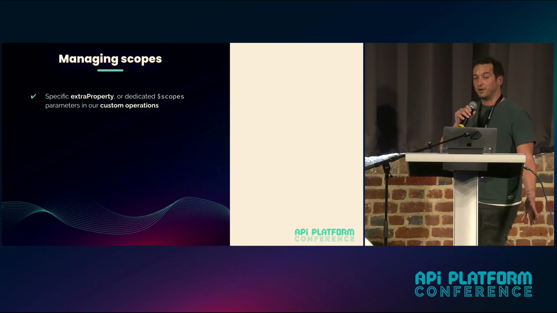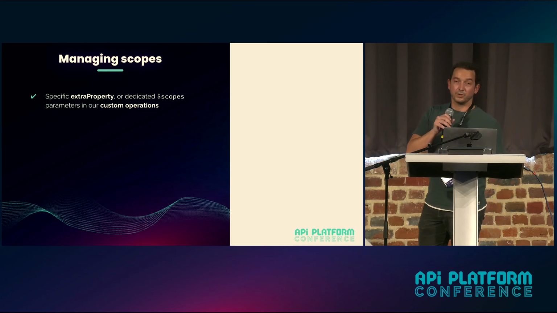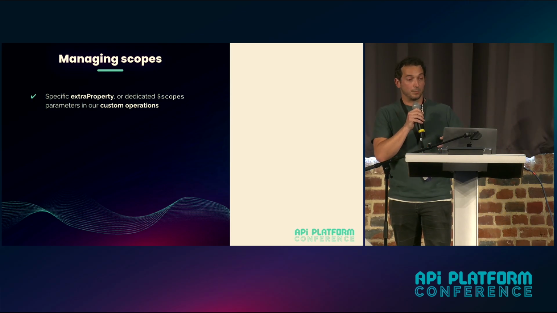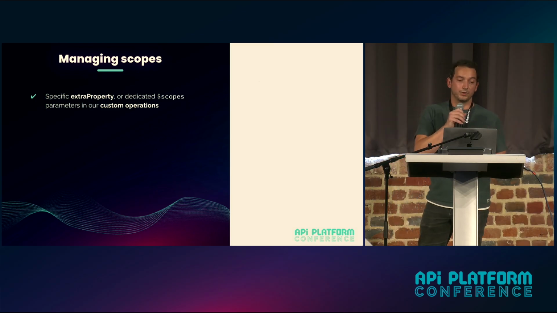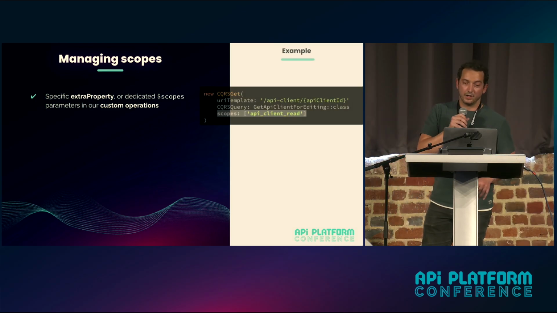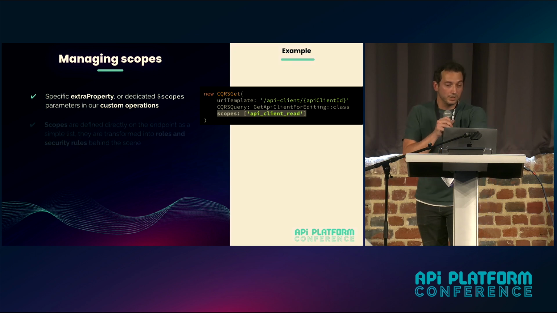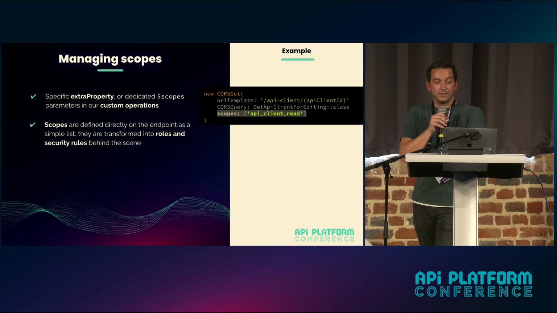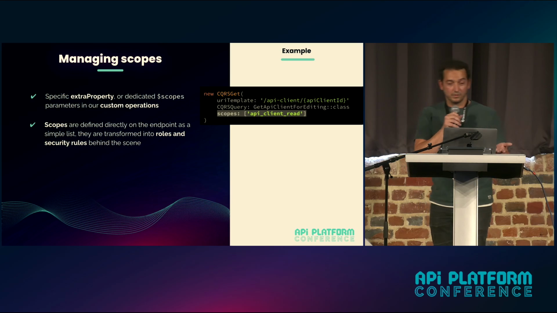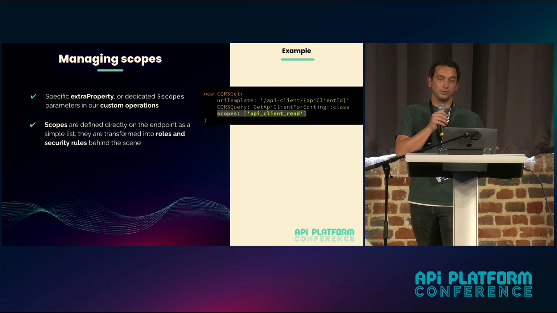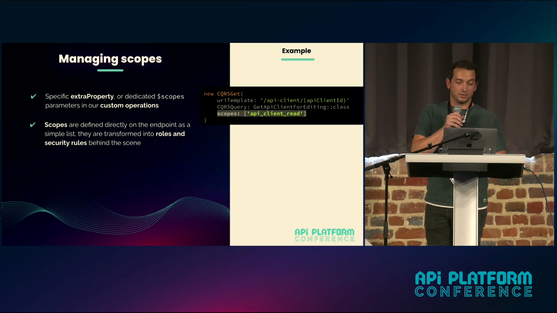Regarding scopes, as I said, we wanted also everything to be extra simple regarding the security and how you configure your endpoints. So we added another extra property, which is scopes. You can also use it with our custom operation as a variable. They are defined directly on the endpoint as a simple list. It's just an array of the scopes that you need to use this endpoint. And behind the scenes, we transform it automatically into roles and into security rules so that you don't need to worry about it, but it's easier for configuration.